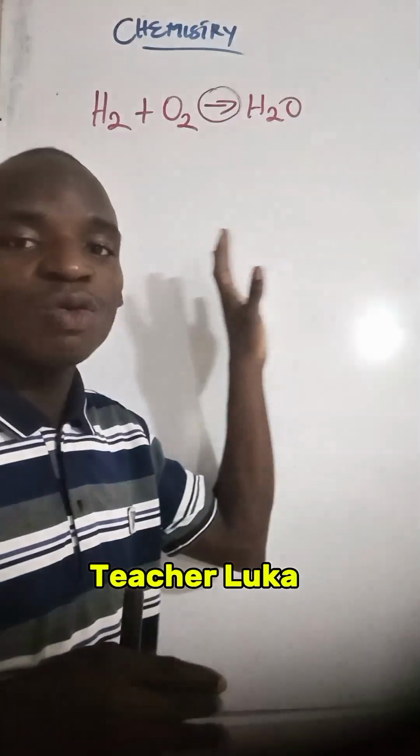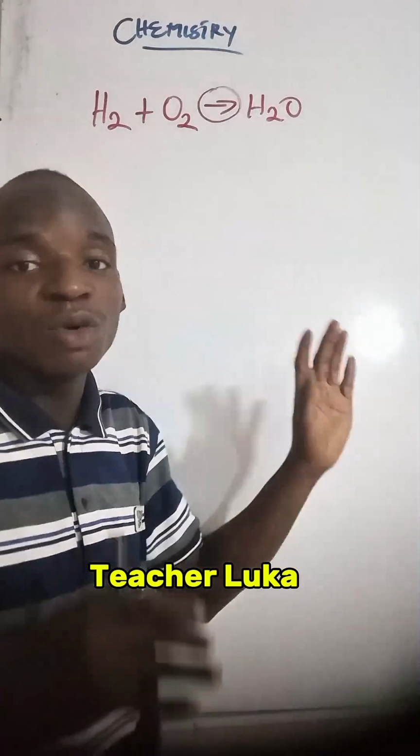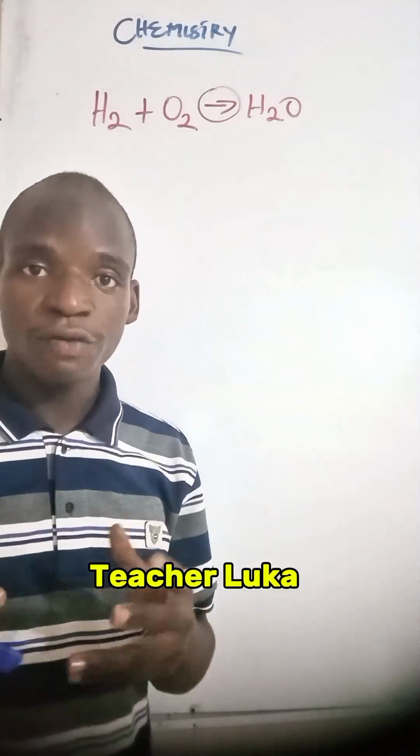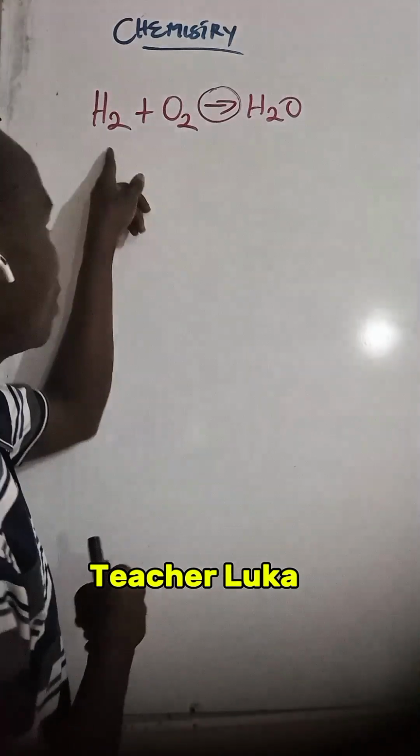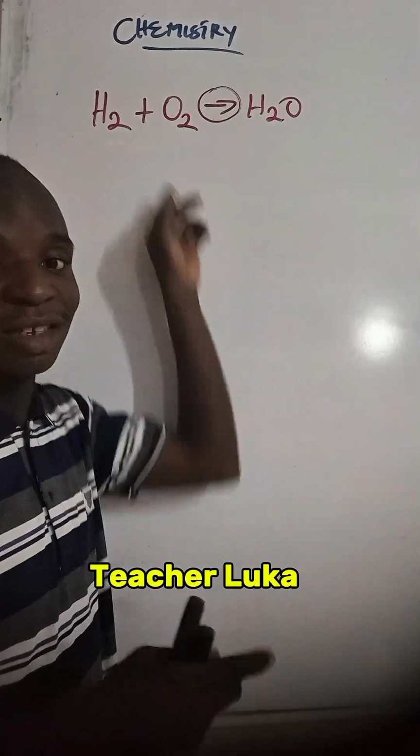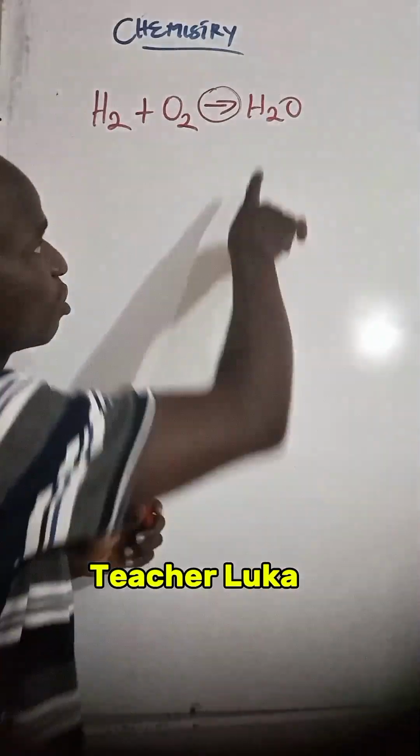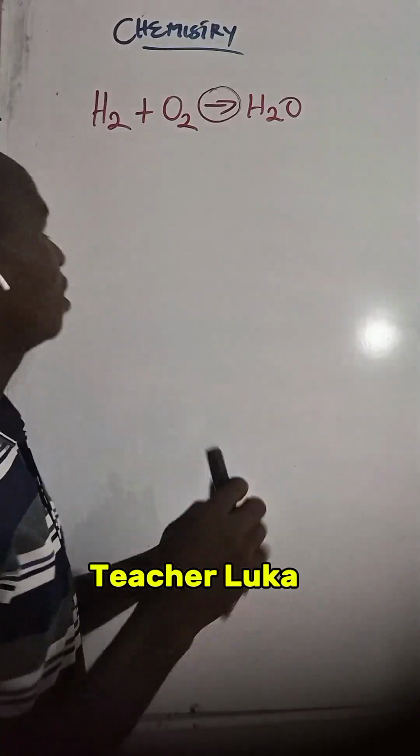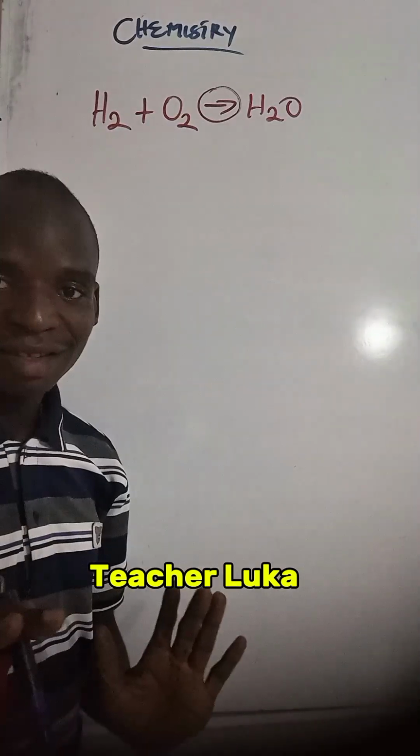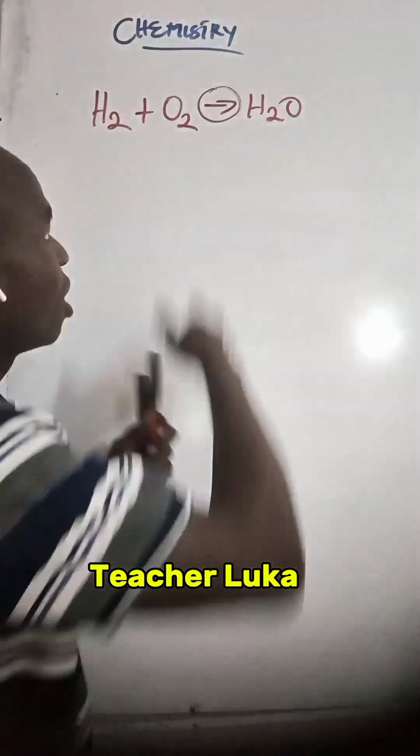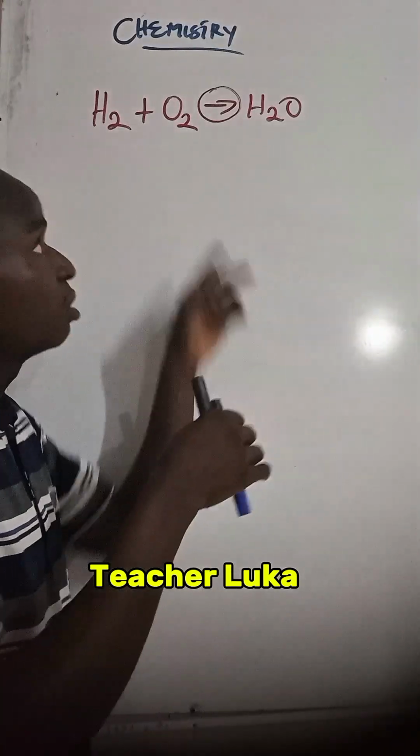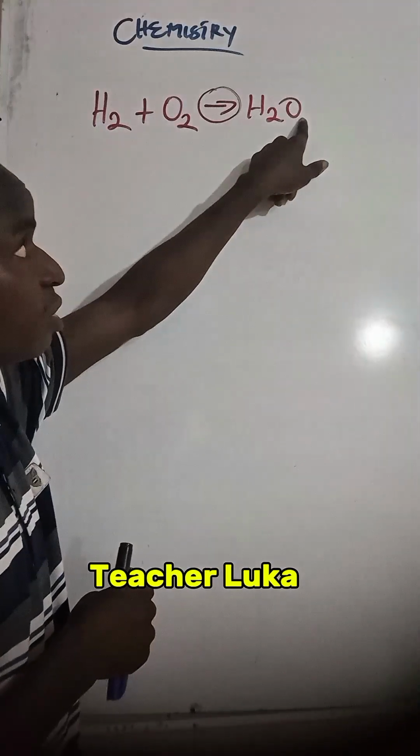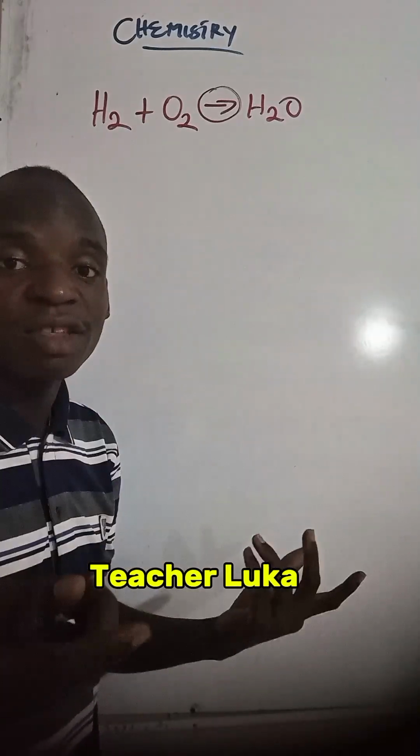So the best thing to do whenever you want to balance an equation correctly is to do an atom count. Are you following? Now back to this. How many atoms of hydrogen do we have on the left? Two. All right? How many atoms of hydrogen do we have on the right? Two. Okay? Fine. It means hydrogen is balanced for now. How many atoms of oxygen do we have on the left? Two. How many atoms of oxygen on the right? One. So we need to balance oxygen.